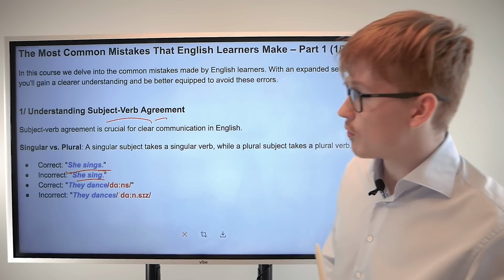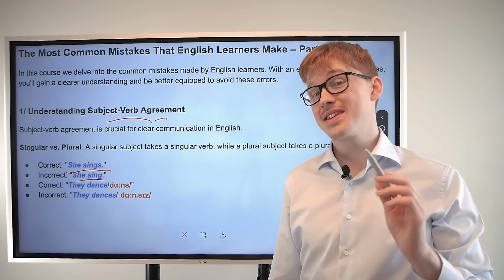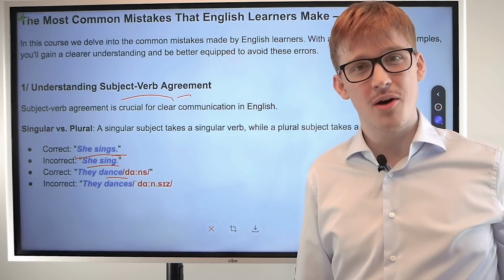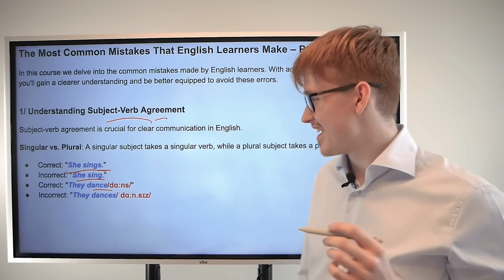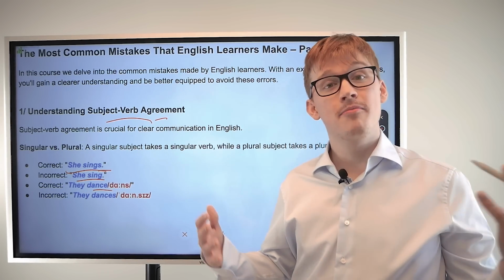Perfect. But we wouldn't say they dances. What would we say instead? Yes, we would use the main form of the verb, they dance. Very good. All right, so now let's have a look at some pronunciation.